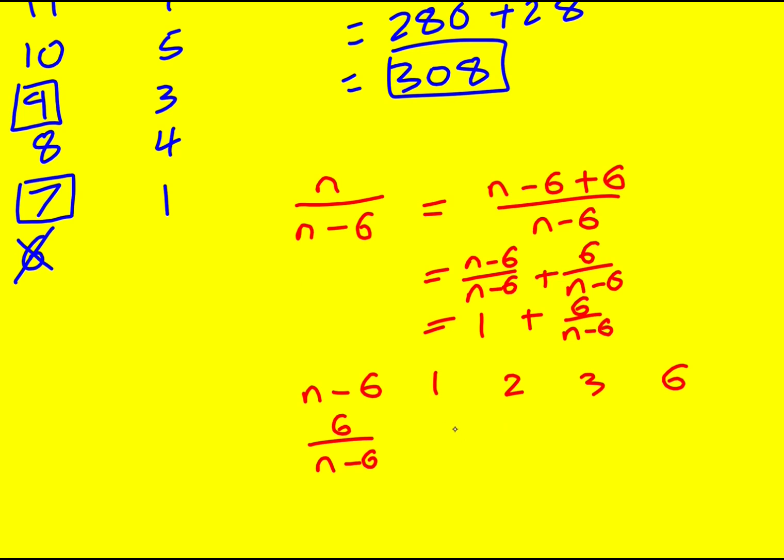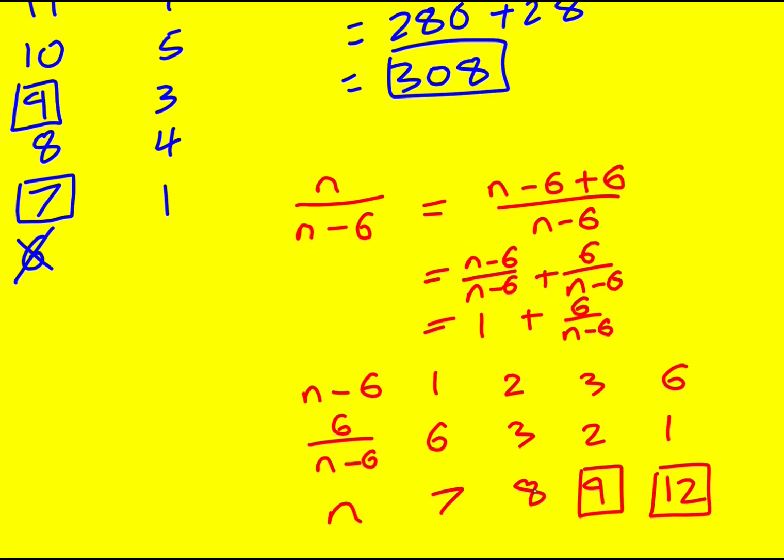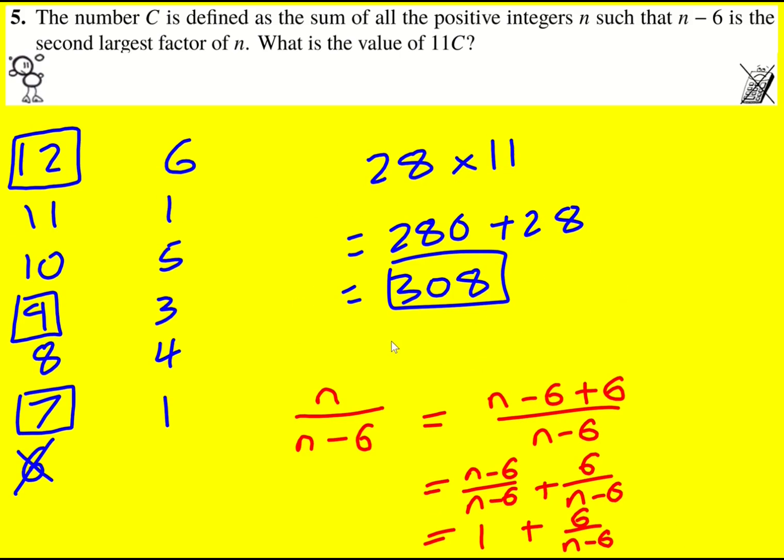So 6 over n minus 6 is then going to be 6, 3, 2, and 1. But what I'm really interested in are the values of n. So for n, I'm going to get 7, 8, 9, and 12. And then I just need to check them. So right, 6 is the second largest factor of 12. So yep, I'm going to include that one. 3 is the second largest factor for 9. Actually, for 8, the second largest factor is 4, so I'm going to ignore that one. But for 7, 1 is the second largest. So I've managed to get my answer in a slightly longer way using this method. Nice.